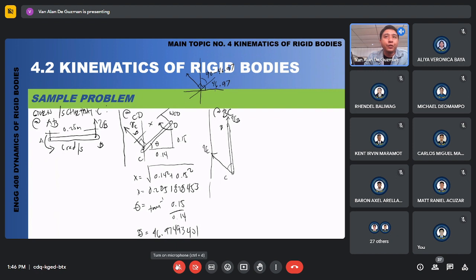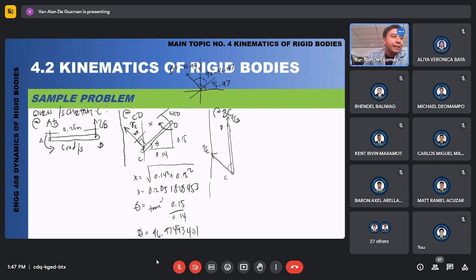Did we get that? Do you agree with that part? Yes. If this is 90 minus 46.97 and this one is a 90 degree angle, what is the value here? This value right here is also 46.97. So that is the value of our beta. Okay, got it? Why 46.97? From the horizontal, our bar CD, 46.97. We got that; this is where we got it.